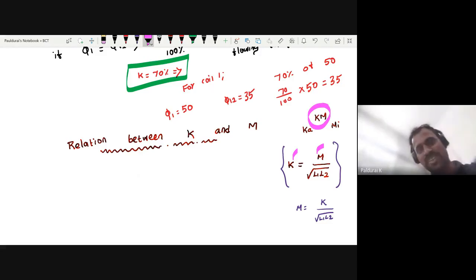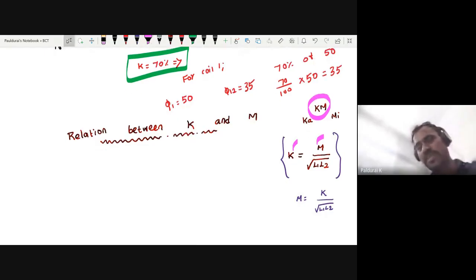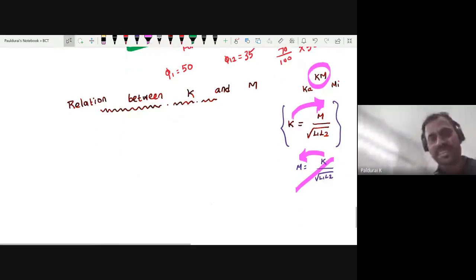Understood? It will be okay, adjust. So K equal to M divided by square root of L1 L2. If you remember kadalai mittai, then you won't write M equal to K times, because this goes from here to here. Kadalai mittai: K equal to M divided by square root of L1 L2. Okay, now this has to be derived, that is important.